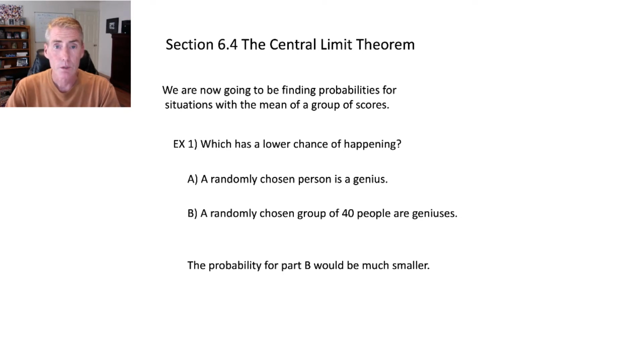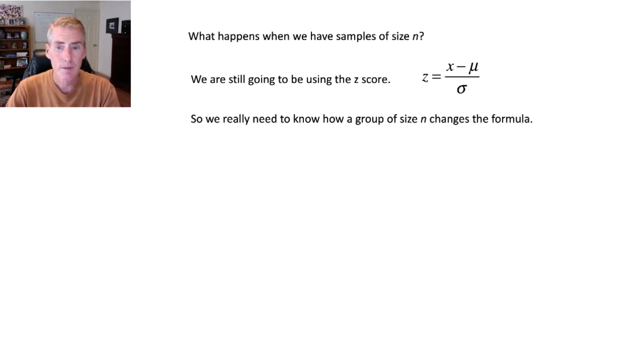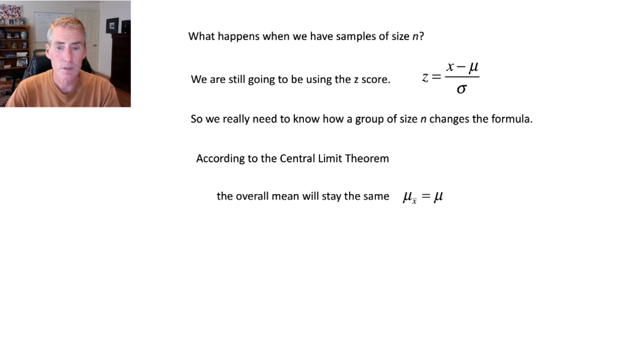So, of course, we're going to be using table A2, and of course, we're going to be using the Z formula, but what is different if you have 40 people? So this is what the central limit theorem says. If you have a group of size n, like 40 people, n equals 40, we're still going to use the good old z-score, so the score minus the mean divided by the standard deviation. But how does the sample size of n change the formula? Well, here's what the central limit theorem says.